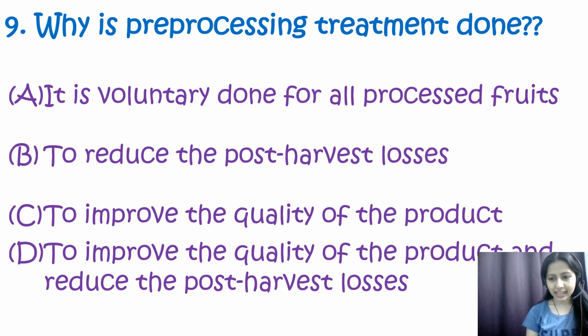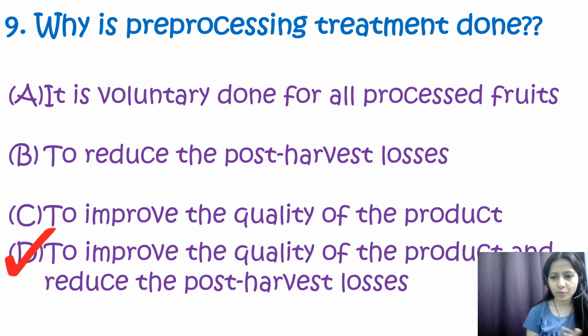So question number 9. Why is pre-processing treatment done? So options are A, it is voluntarily done for all the processed fruits. B, to reduce the post-harvest losses. C, to improve the quality of the product. And D, to improve the quality of the product and to reduce the post-harvest losses. So among the following, the most appropriate answer will be D, that it improves the quality of the product and also it reduces the post-harvest losses.